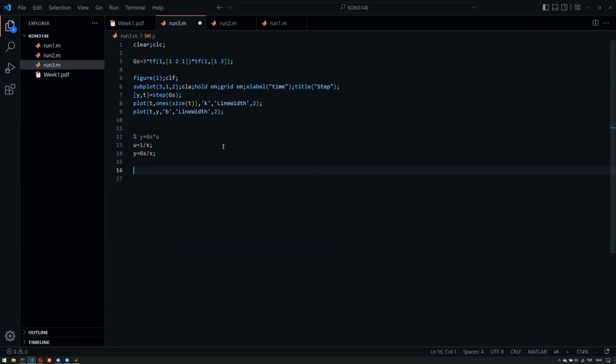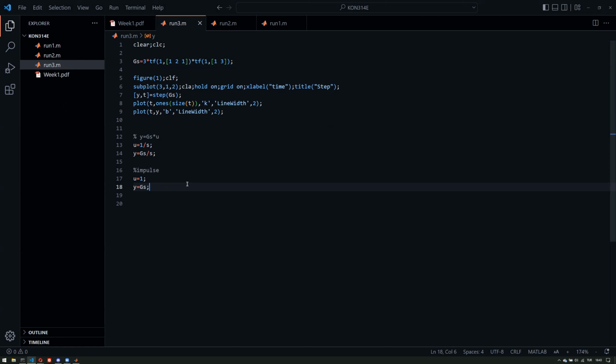Now let's look for the impulse response. So what about the impulse response? If we are looking for the impulse response, we would just apply 1 in the Laplace domain, not in the time domain. In the Laplace domain, the impulse function is actually just a scalar 1, and therefore the output should be y equals GS. Now what I really want to do is I want to still use the same step function here, but I want to manipulate it so that I can get the impulse response, not the step response of a system.